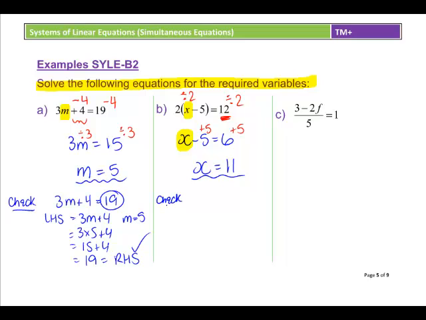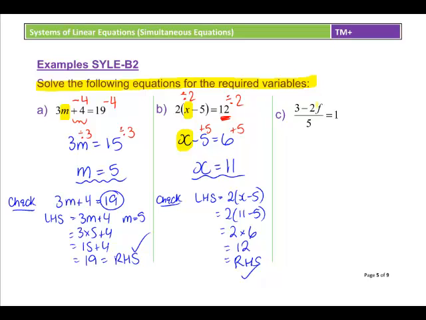Again, you can check it. I'm just going to look at the left hand side, which was 2 times the bracket x minus 5, and I'm going to plug in the 11. So I've got two lots of 11 minus 5 is 6, which is 12, and that equals my right hand side. So that's correct.